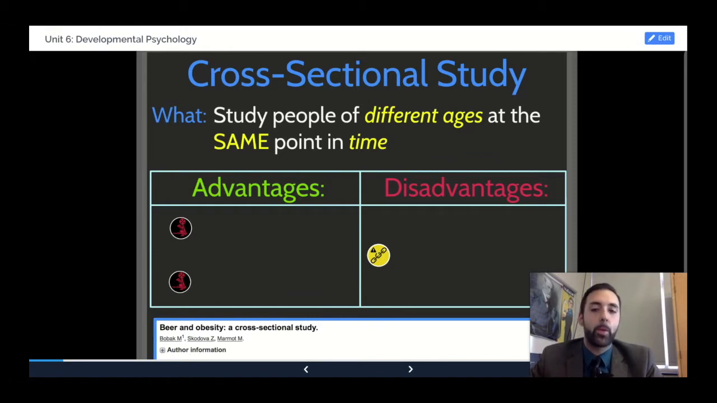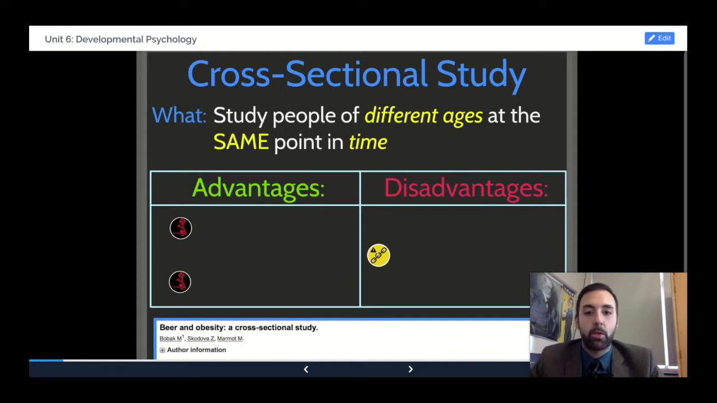So, for example, if we were to conduct a cross-sectional study, let's say we were curious about morality, the topic of morals, we would have a population of, let's say, 15-year-olds, 25-year-olds, 35-year-olds, 45-year-olds, and we would conduct our study today, or perhaps over the course of a week. Meaning we would get one snapshot in time.